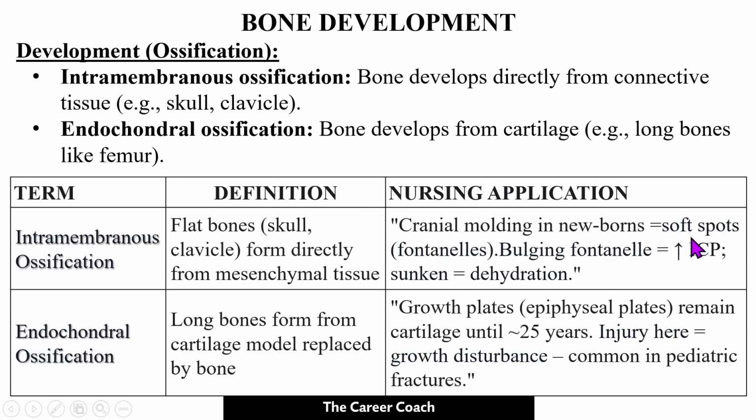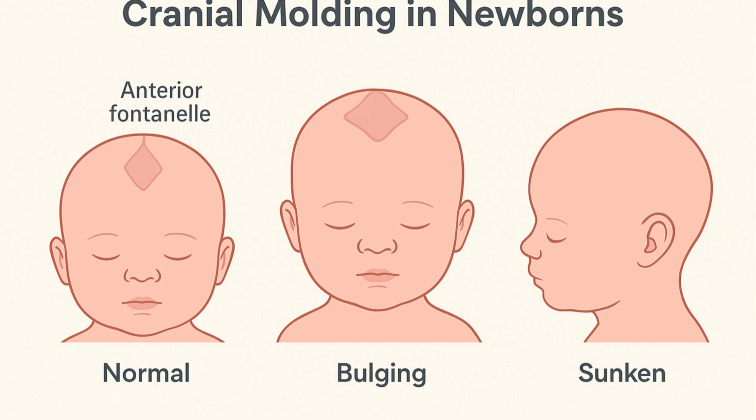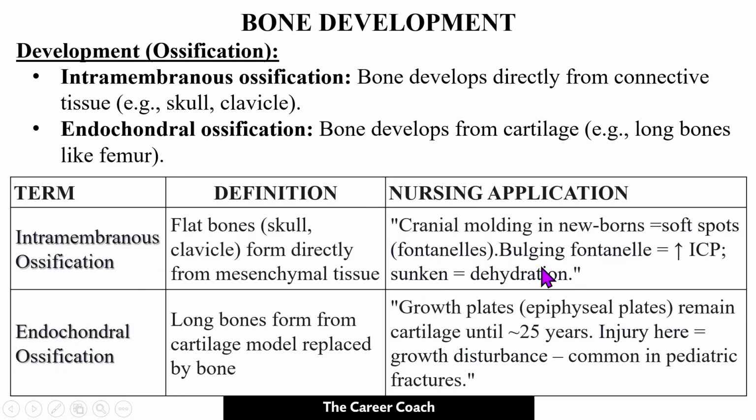There are areas of the skull of the newborn called soft spots, which are also referred to as fontanelles. If these fontanelles are bulging, it will lead to increase in intracranial pressure. If these fontanelles are sunken, it will lead to dehydration. There is therefore need for proper molding in the newborn.